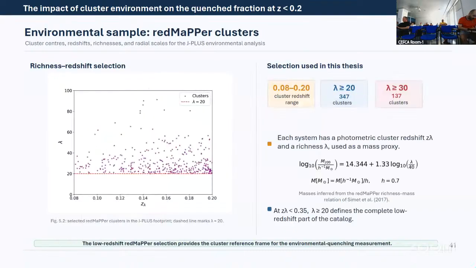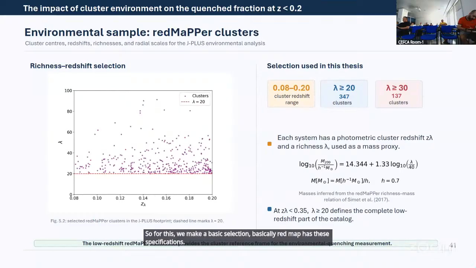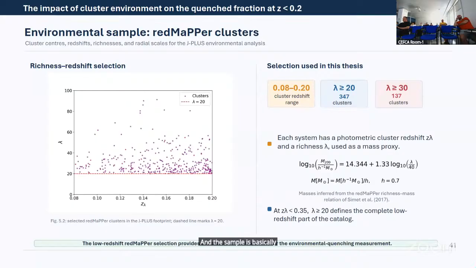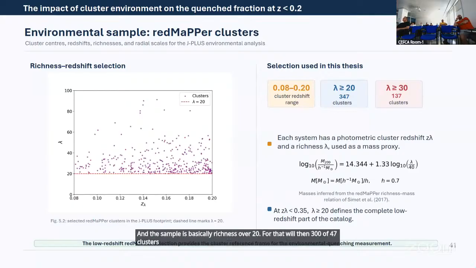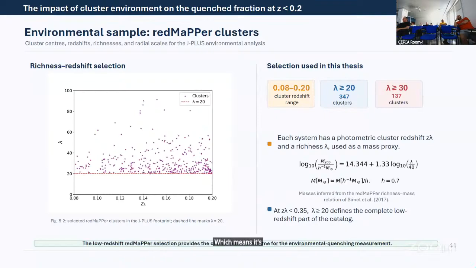So for this, we make a richness and redshift selection. Basically, redMaPPer has these specifications. They work between 0.08 and 0.20, very similar to our previous work from 0.05 to 0.20. And their sample is basically richness over 20. For that, we obtain 347 clusters. And also for comparing with literature, we obtain another sample with richness over 30. Richness is related with the stellar mass from these equations from Tinker 2017.